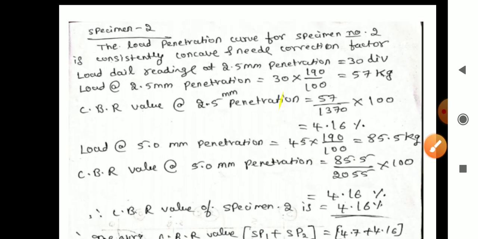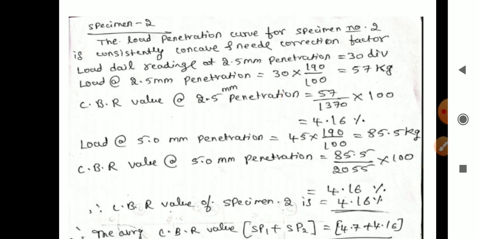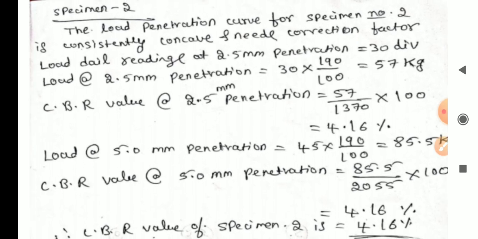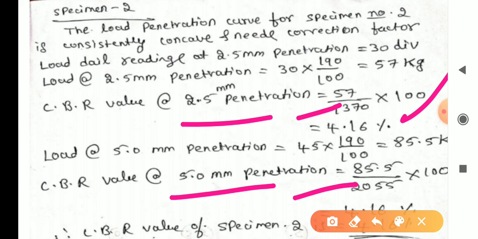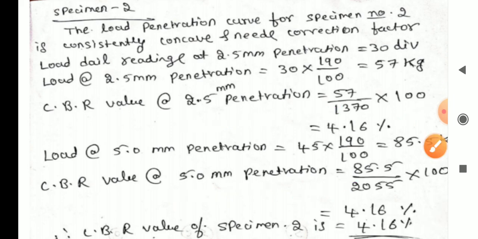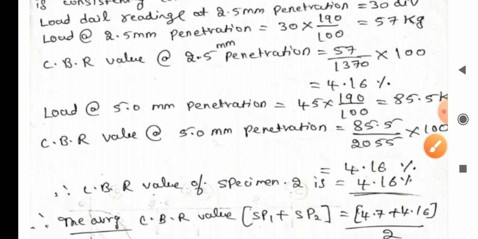Similarly, for specimen 2, the penetration curve is consistently concave and needs the correction factor, as I already said. The dial reading at 2.5 mm penetration is 30 divisions. 30 into 190 divided by 100 is equal to 57 kg. Then CBR is 57 divided by 1370, the standard value, and similarly for 5 mm with 2055, also a standard value. Here 4.16% and here also 4.16%, so we take 4.16.